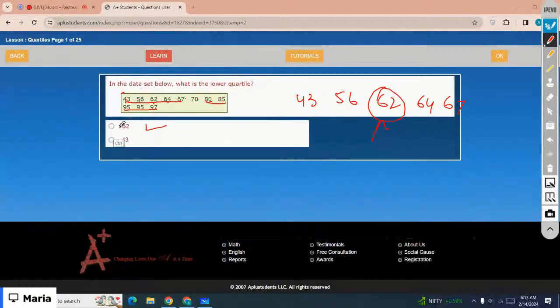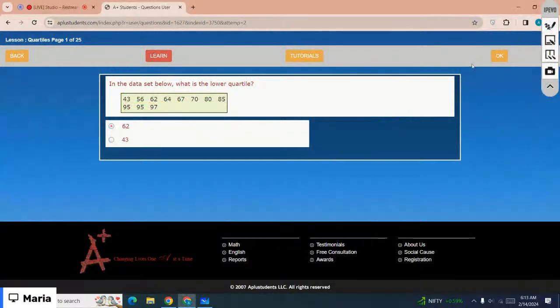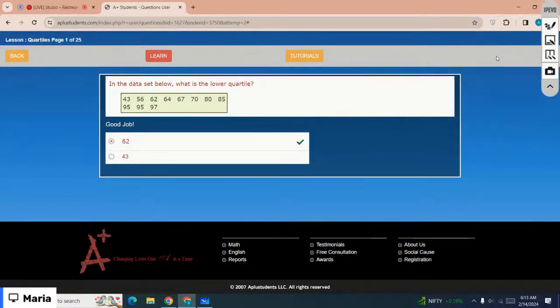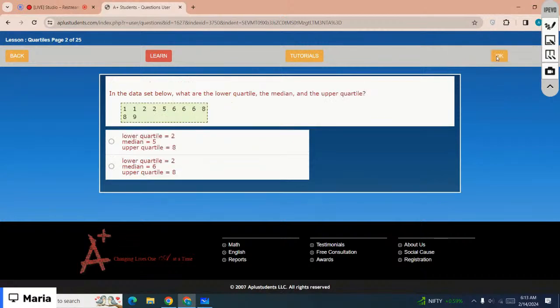Basically, you have to divide the data into two groups, lower half and upper half. Then you have to find the middle number in the lower half, that is the lower quartile. And if you find the middle number in the upper half, that would be the upper quartile, right?